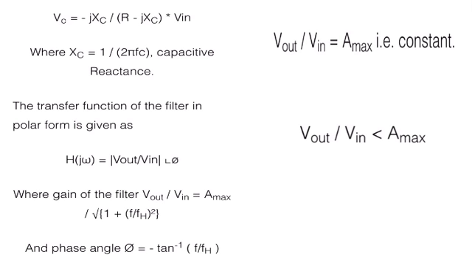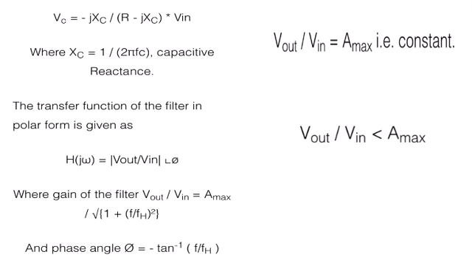At low frequencies, when the operating frequency is lower than the cutoff frequency, the passband is equal to the maximum gain. That means V out by VIN is equal to A maximum. This is the constant equation. At high frequencies, when the operating frequency is higher than the cutoff frequency, the gain is less than the maximum. That means V out by Vin is less than A maximum.